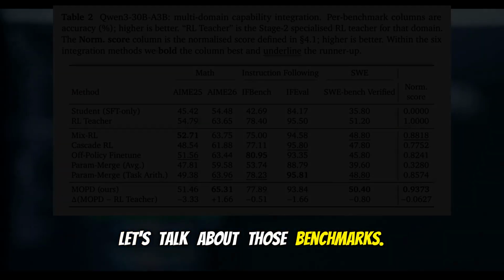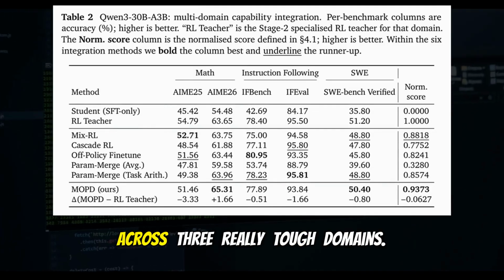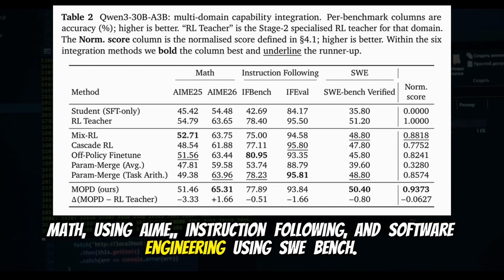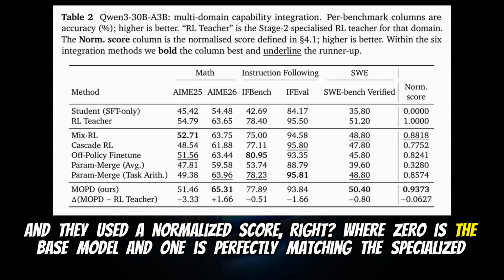Let's talk about those benchmarks. They tested this on the Qwen 3 30B A3B architecture, across 3 really tough domains. Math, using AIME, instruction following, and software engineering using SWE Bench. And they used a normalized score, right? Where 0 is the base model and 1 is perfectly matching the specialized teacher.